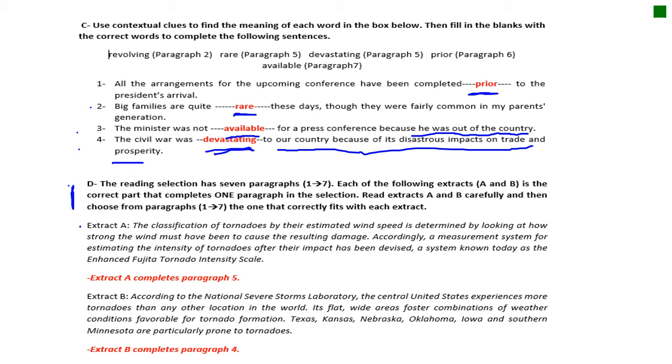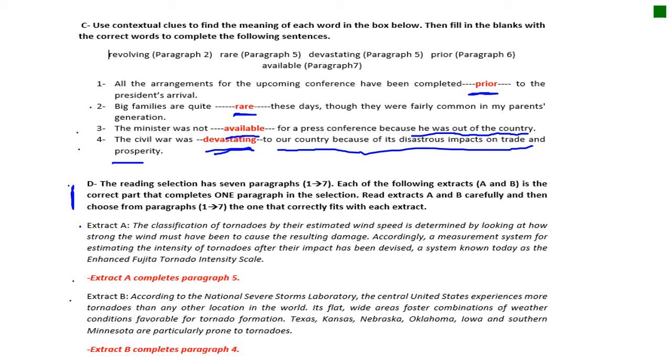In which paragraph was the author talking about the types of tornadoes? Classified them into weak, strong, and violent in paragraph 5. So please write it in a complete sentence as we agreed before. Extract A completes paragraph 5, full stop.